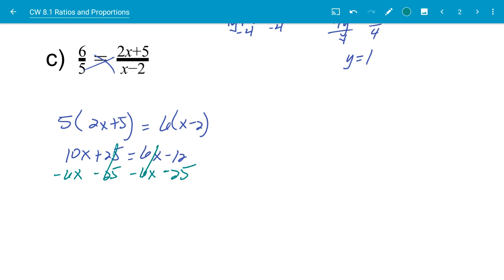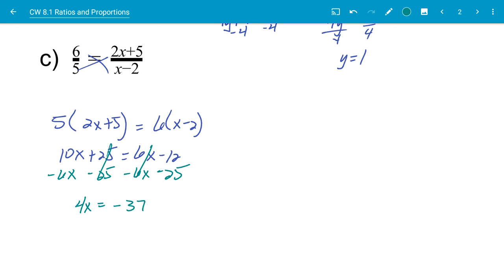Now I can rewrite this. 10x minus 6x is 4x, and that's equal to, because I got it canceled out, negative 25 and negative 12, which is going to be negative, what is this, 37? Yep, negative 37. So divide both sides by 4, and when I do that, I get x is equal to negative 37 over 4.